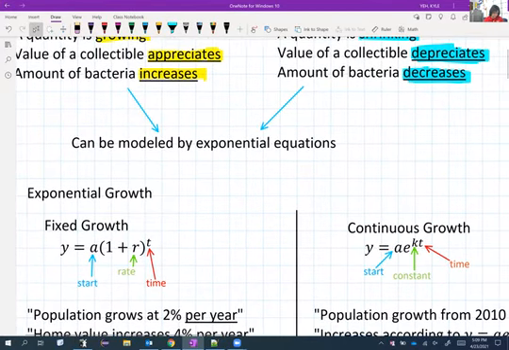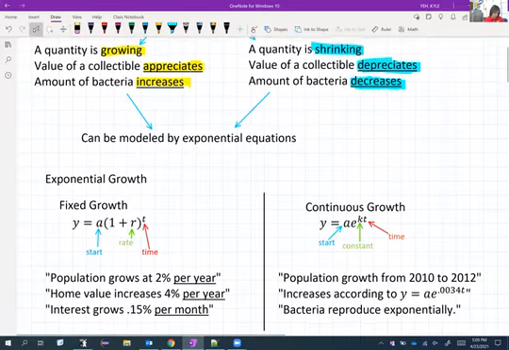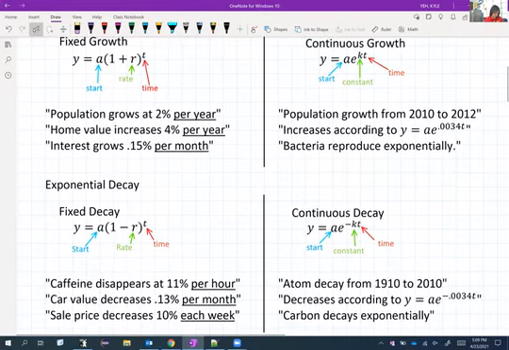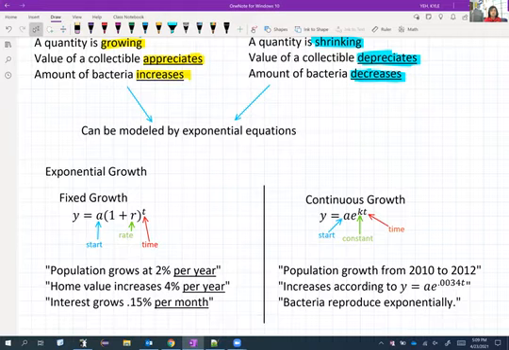So as it turns out, there are going to be two main equations used for exponential growth: fixed growth and continuous growth. They have some similarities, but they're definitely not exactly the same. On the left, we have fixed growth: y equals A times (1 plus r) to the t power. A is still the starting amount, r is still the rate, t is still time.